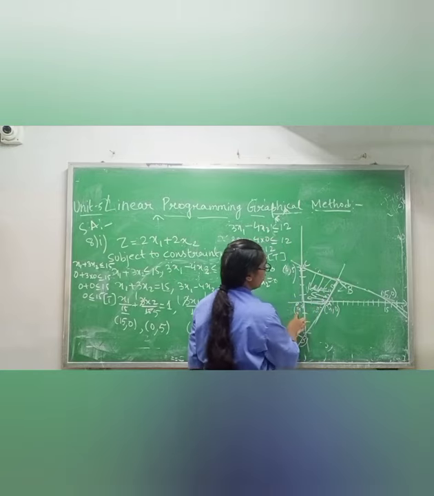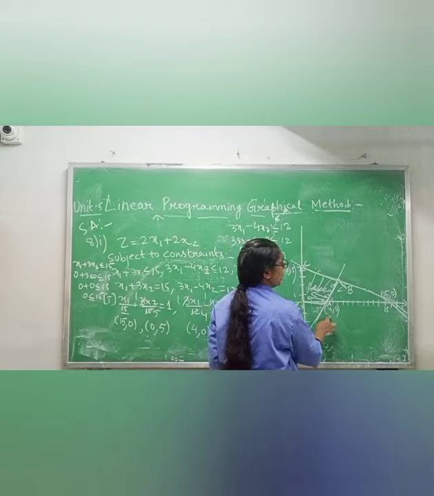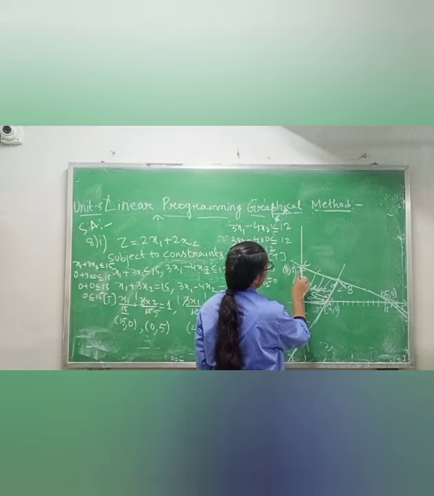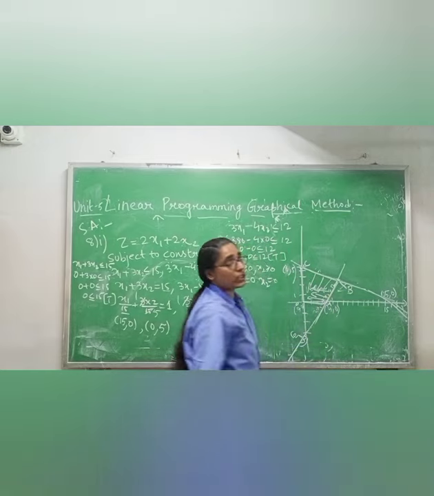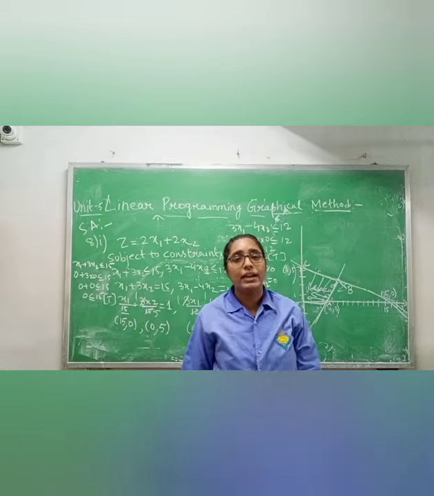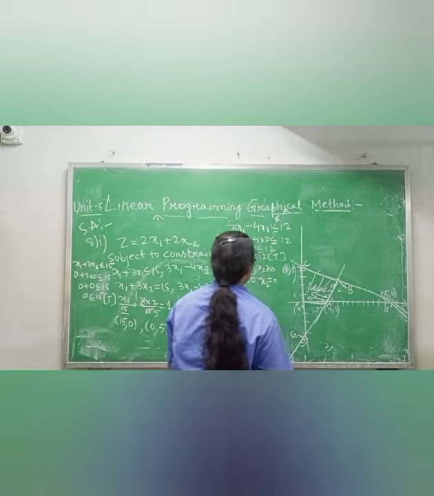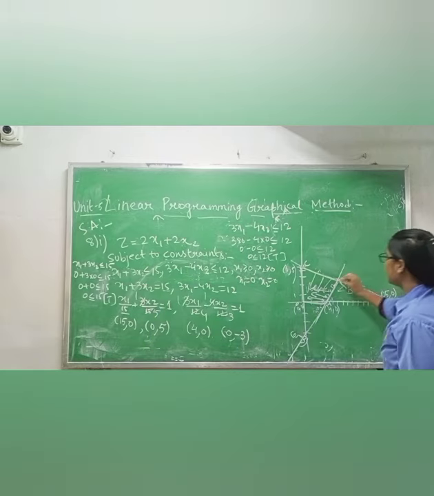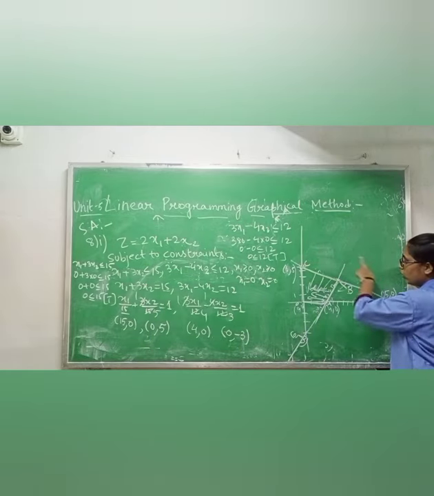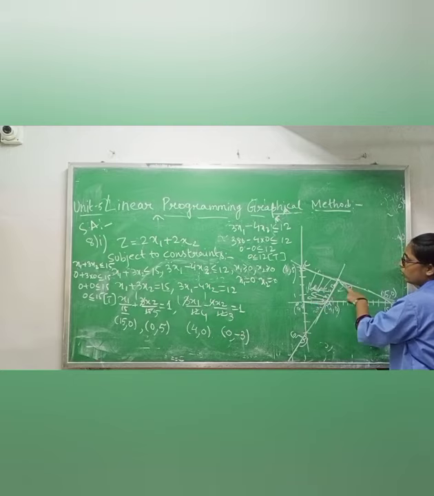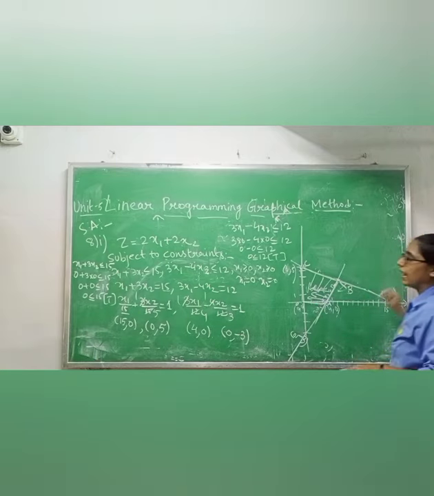O point I know, 0, 0. A I also know, 4, 0. C I also know, 0, 5. But I don't know what B is. So we have to find B. Okay, point B. So how will we find this? See, this point is the intersection of 2 lines. So we will find x and y using those 2 lines.